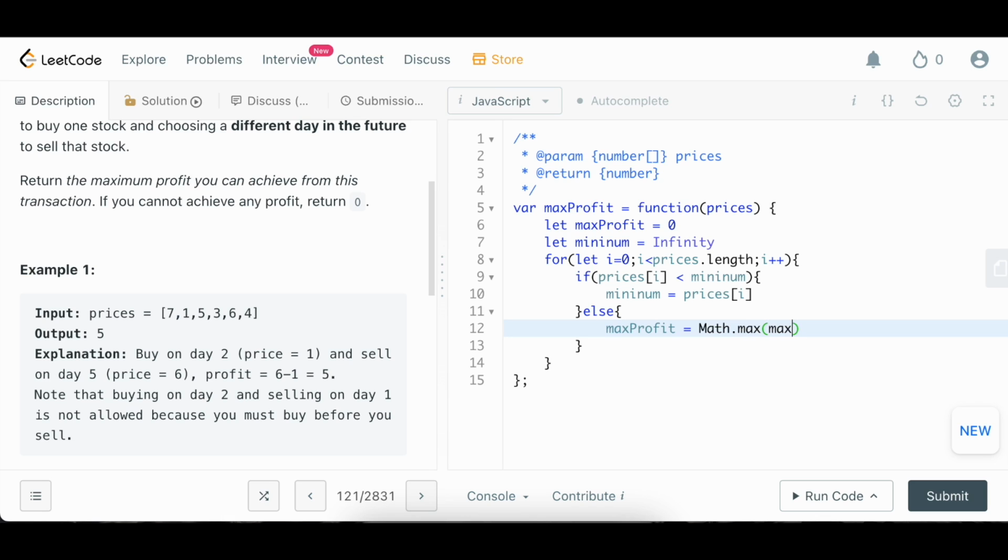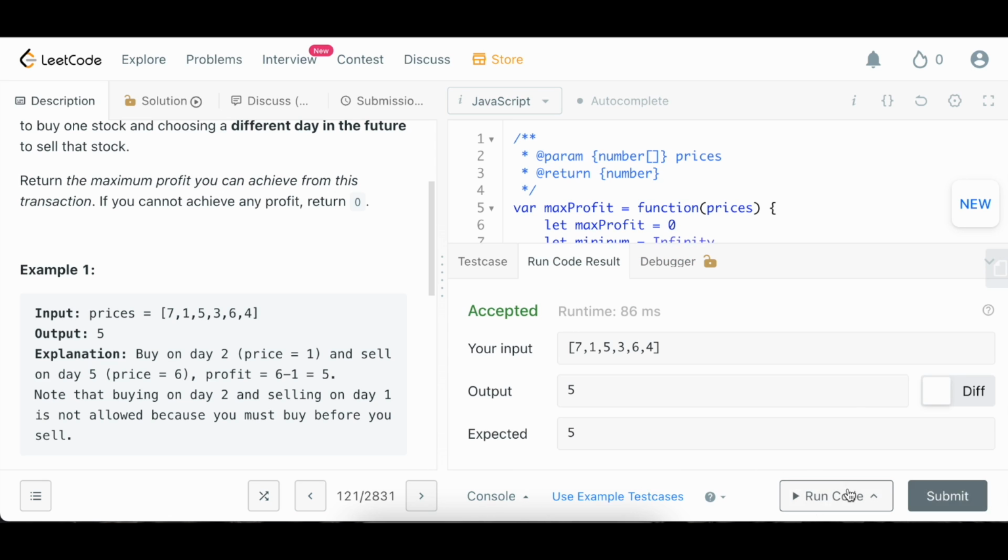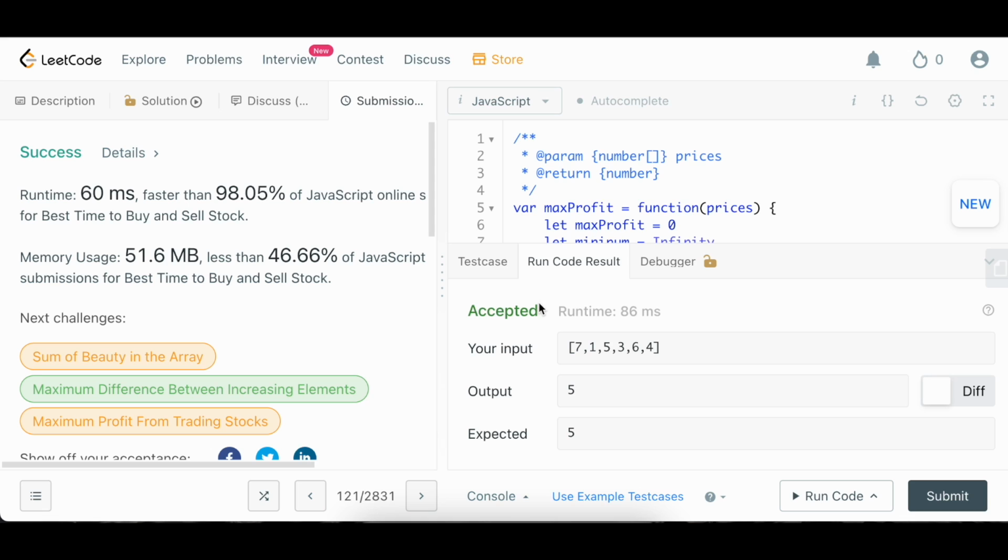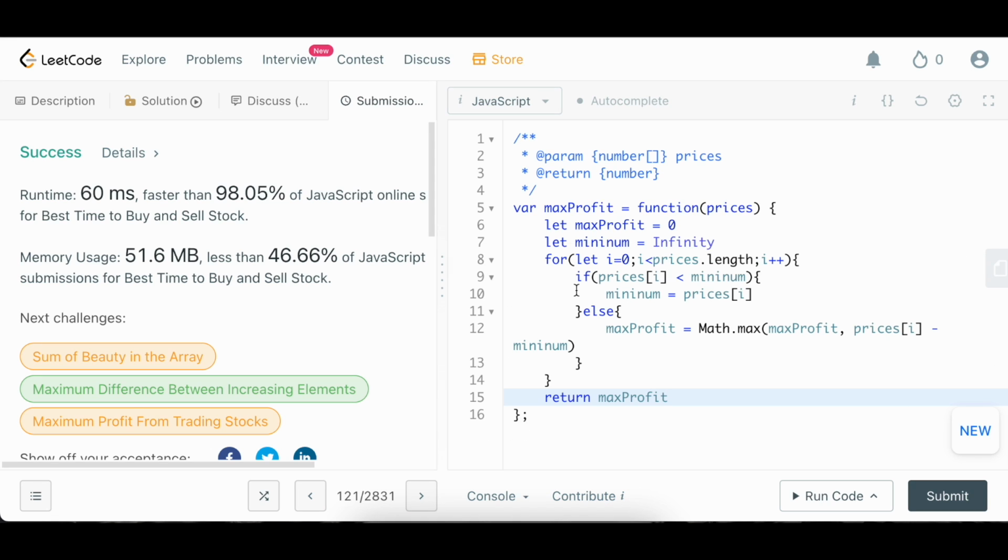existing max profit, or the profit that I'm gaining from this transaction, which would be equal to the current price minus when will I buy that particular stock? At minimum, right? So at minimum, I'll buy that stock, and then at the end, I'll simply return my maximum profit that I gained. Let's see if this is working. Yeah, as you can see, this is working fine. Hope this is clear to you.